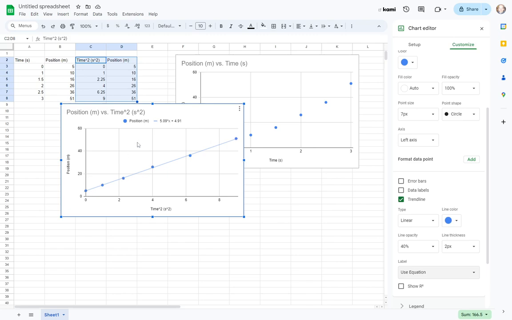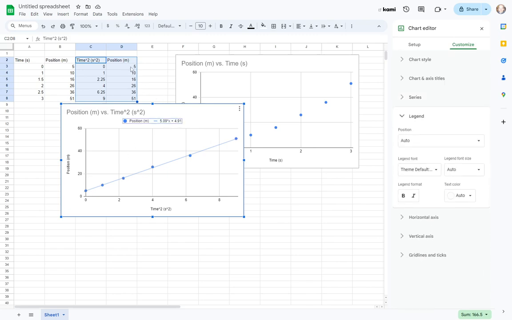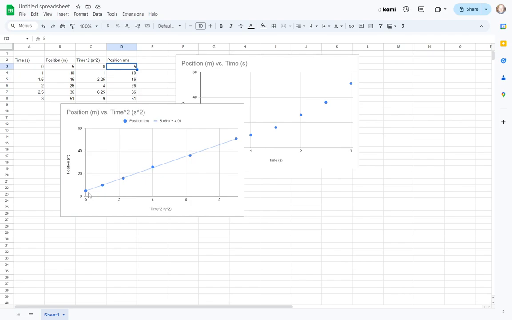The y-intercept on our equation is slightly different than our first value of position, and that's okay because we're using a line of best fit, and it's not exactly the same as our data. It just best fits our data. So that's an acceptable difference between 5 and 4.91.